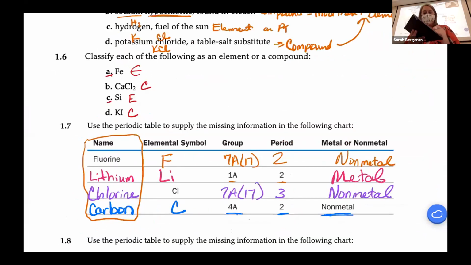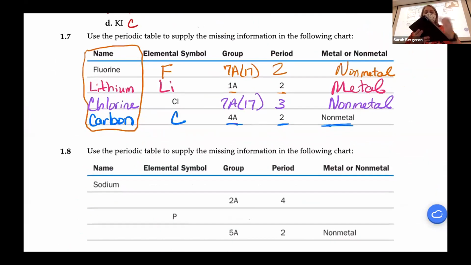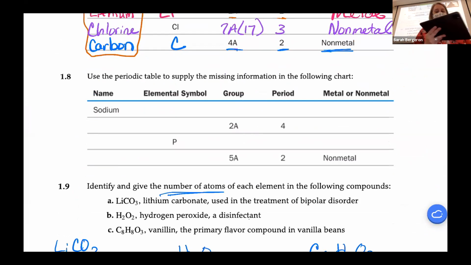Okay. I did this one on the video, so if you want to see that, go back. We'll do this one. Use the periodic table to supply the missing information in the chart.